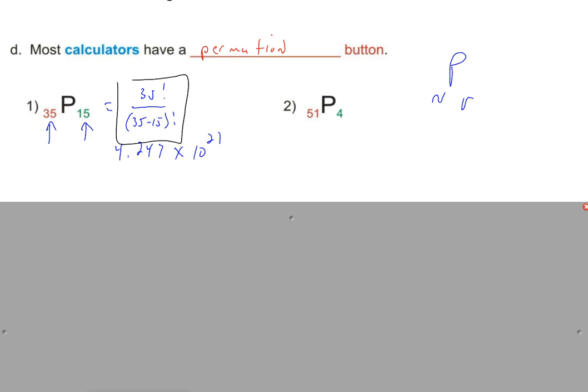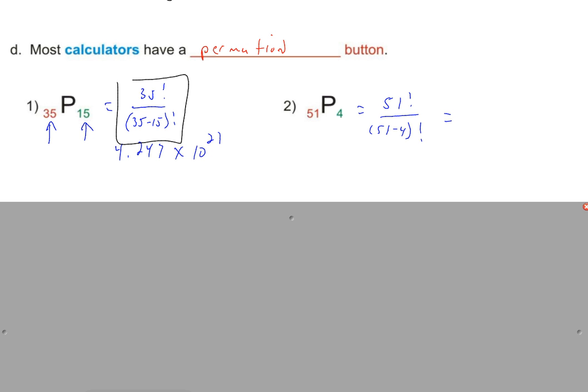All right, go ahead and do number 2. Again, remember, I want you to show me 51 factorial divided by 51 minus 4 factorial. After you do the formula a few times, it sticks in your brain. And punch that out. That one's not quite so big of a number, and you won't be in scientific notation. And Daniel, did I answer your question? Okay.